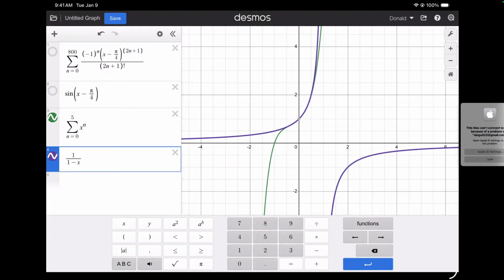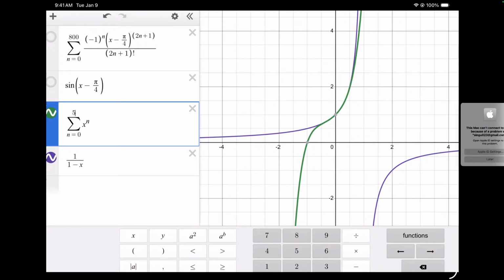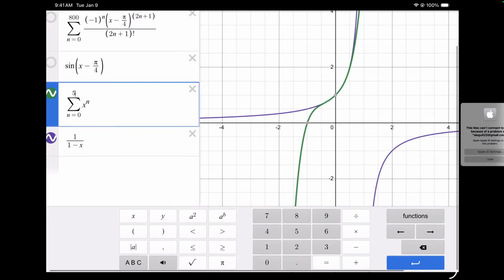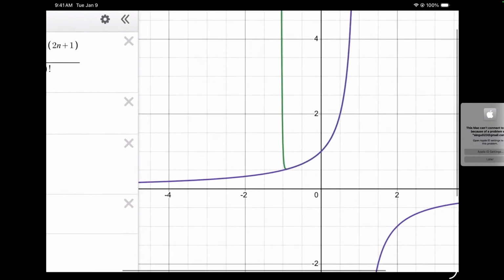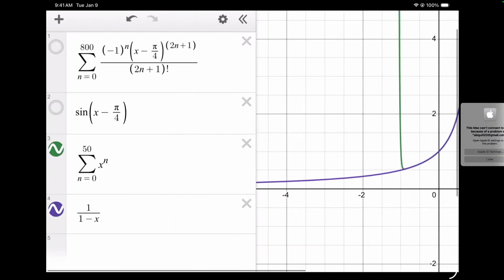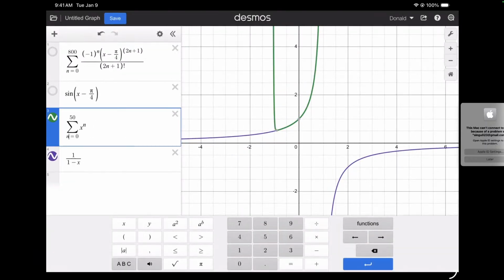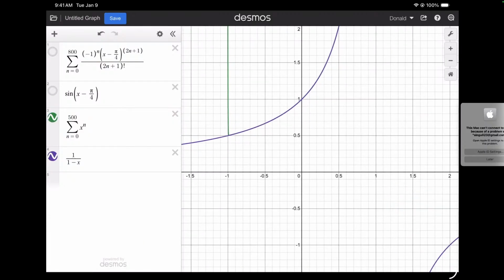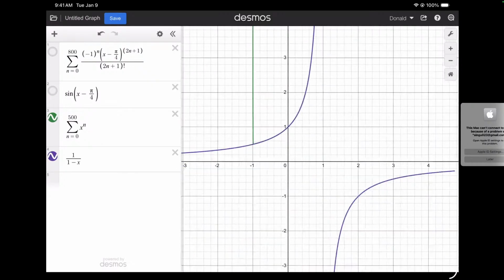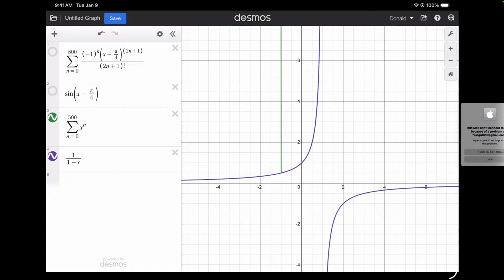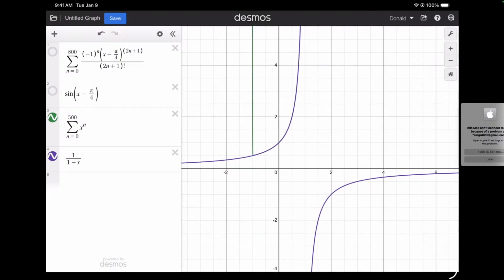Then you say, okay, what if I change to a lot of iterations? Let's say 50. It becomes pretty good. But if you go to 500, hold on, let's say it's 500 here. It cuts off exactly at -1 to +1. Everything else is not the same, because this power series can only represent the function on the interval from -1 to 1.